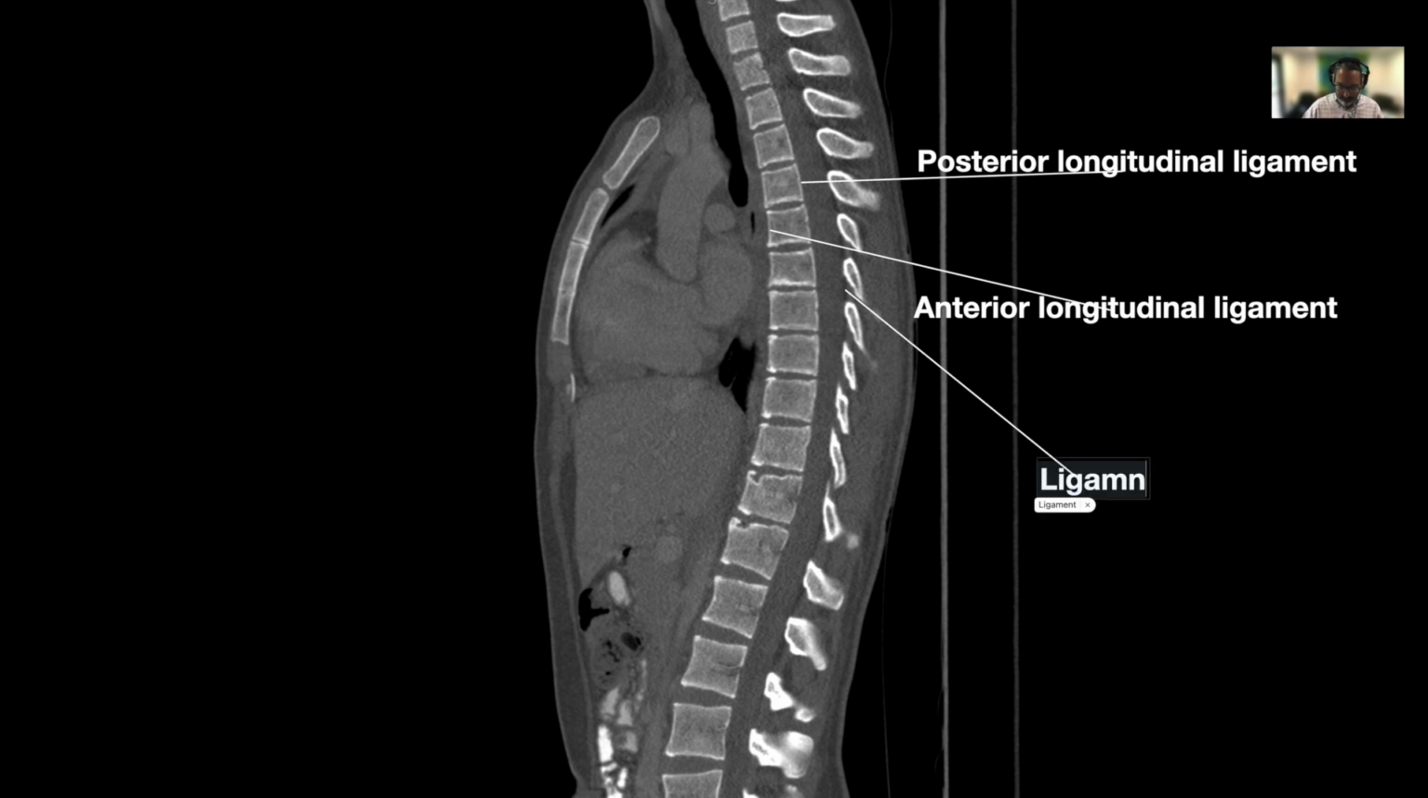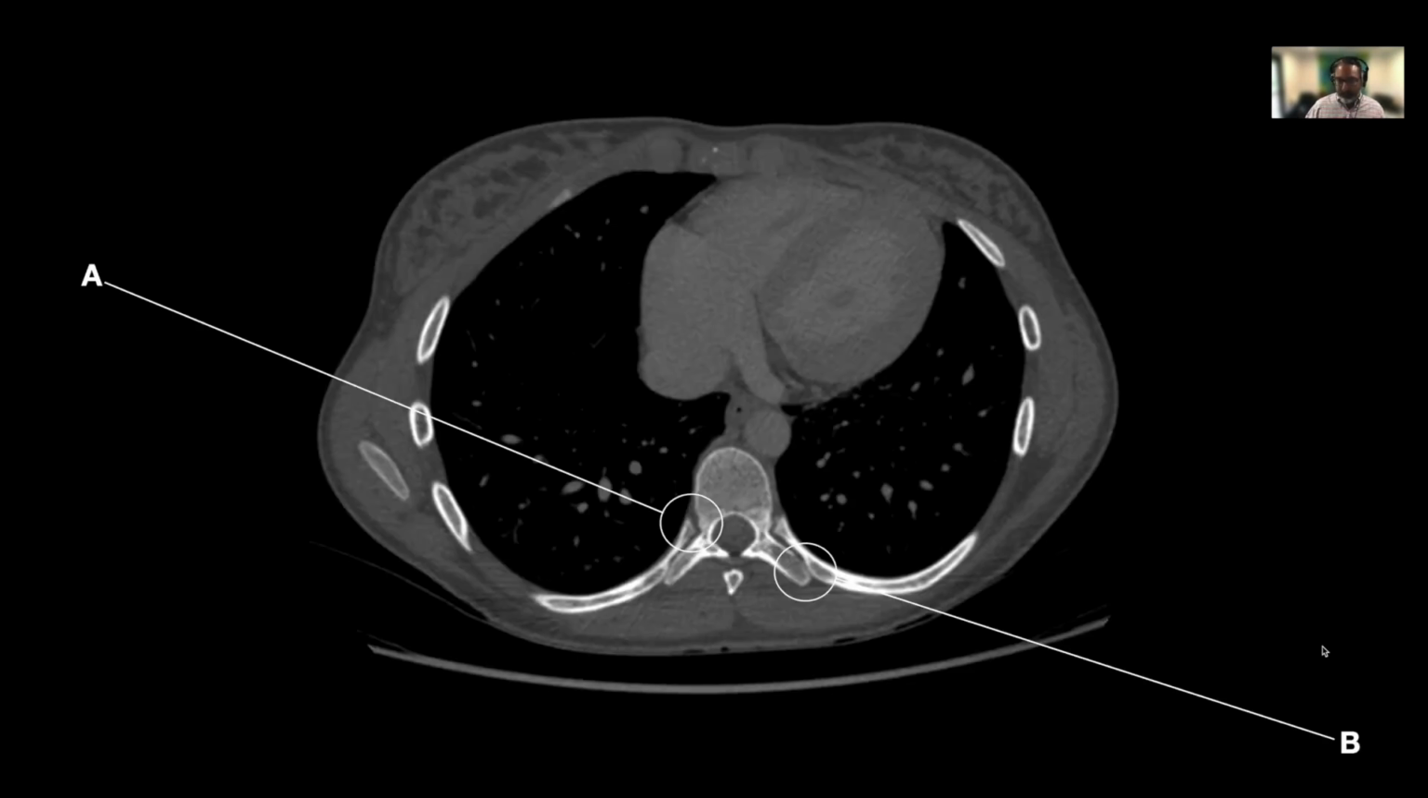Absolutely. Flavum, you are correct. All right, done. And yep, these are two joints. That's one joint, that's the other joint. Costovertebral joint, correct. Costotransverse joint. Correct. Yep, good job.